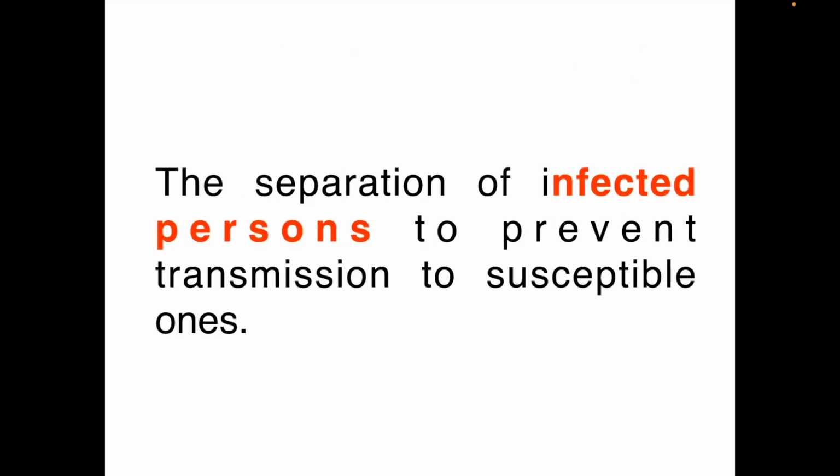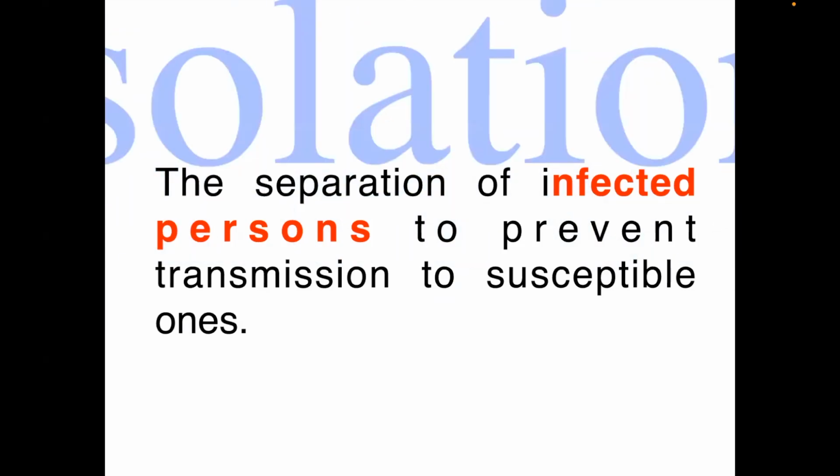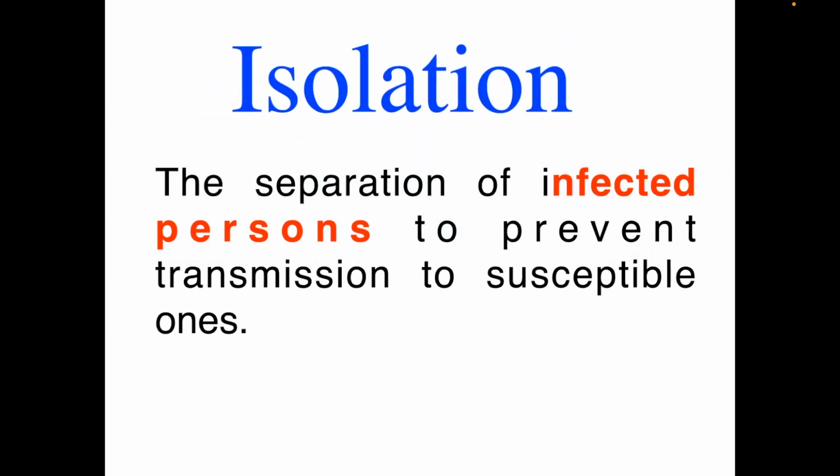Now, what do we call the separation of infected persons to prevent the transmission to susceptible individuals? So take note, the key word here is letter I. It is infected persons, the people who are confirmed sick. This is isolation. It is very common to interchange the terms isolation and quarantine. So letter I is for infected persons. You are separating the sick from those who are susceptible.